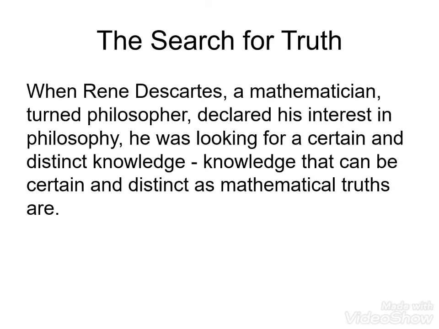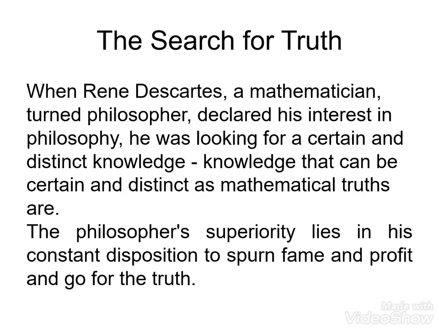When René Descartes, a mathematician who turned to a philosopher, declared his interest in philosophy, he was looking for a certain and distinct knowledge that can be certain and distinct as mathematical truths are. The philosopher's superiority lies in his constant disposition to spurn fame and profits and go for the truth.